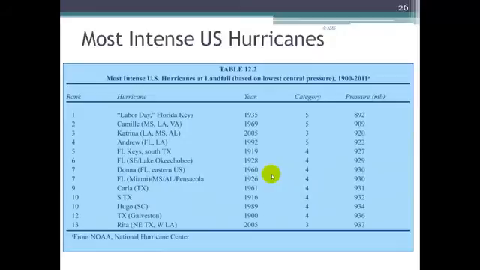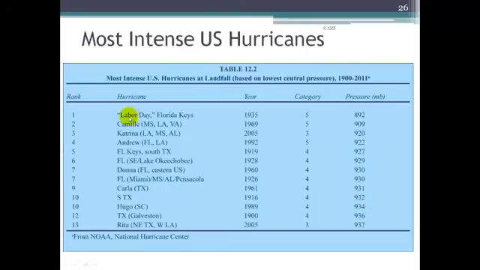This table, 12.2, lists the most intense U.S. hurricanes, and intense based on the lowest central pressure. So this is a record from 1900 to 2011, so a long period of time for U.S. hurricanes. And you can see the ranking where it comes in terms of the most intense, the year that it took place, the category the storm was. Notice these are all 3, 4, and 5 categories, and the pressure that was recorded.